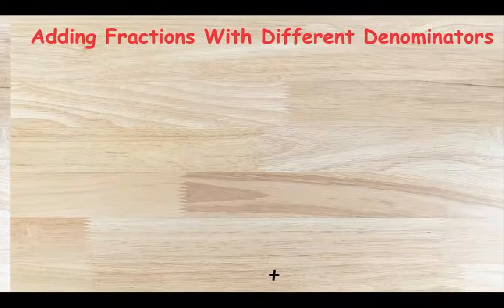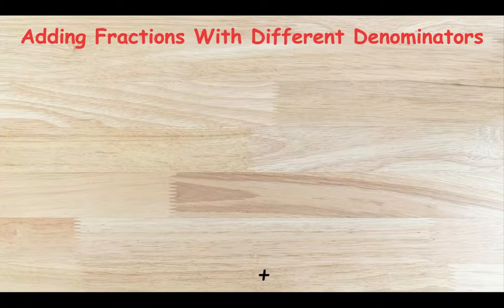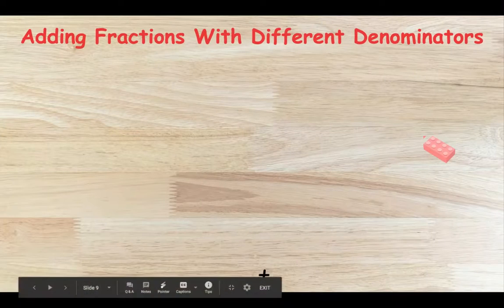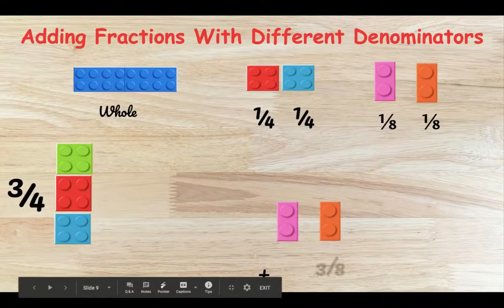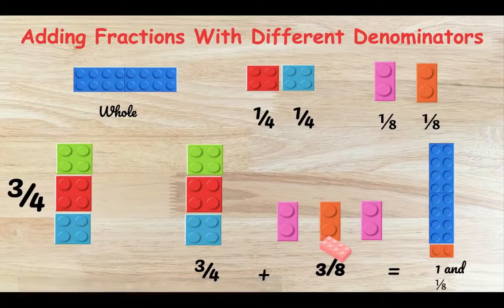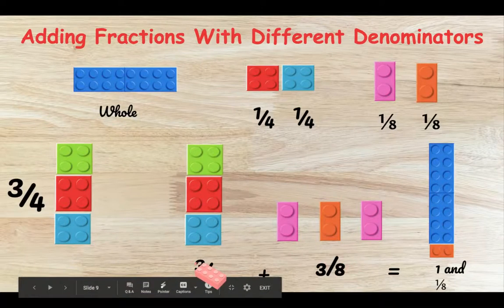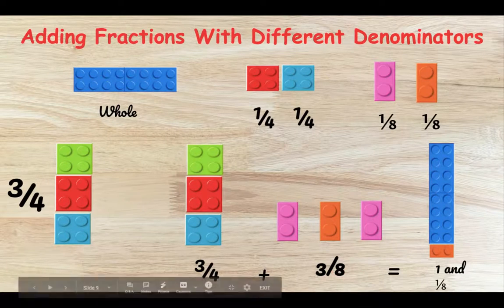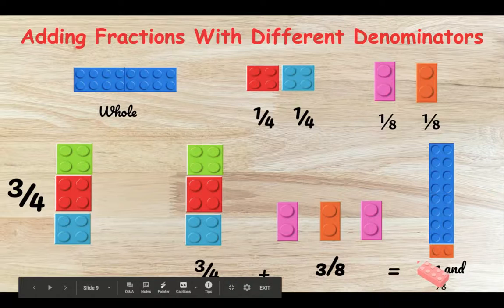Now when we add numbers with different denominators, what we do here is we multiply 8 into 3, which is 24, and 8 into 4, which is 32. And then we multiply 4 into 3, which is 12, and 4 into 8, which is 32. So 24 plus 12 equals 36 by 32. And when we reduce the fraction, we get 1 and 1/8.